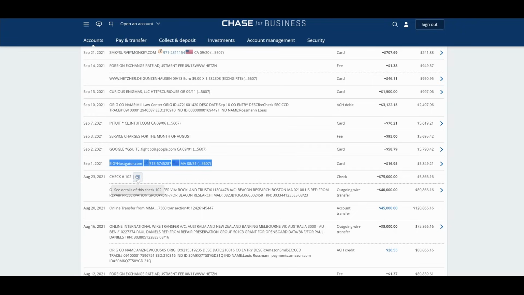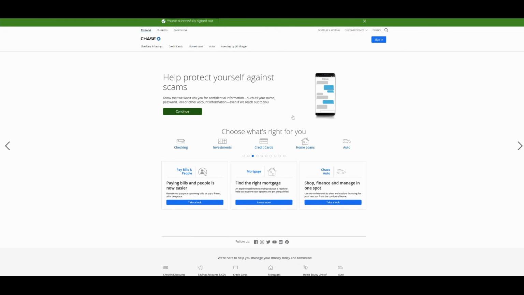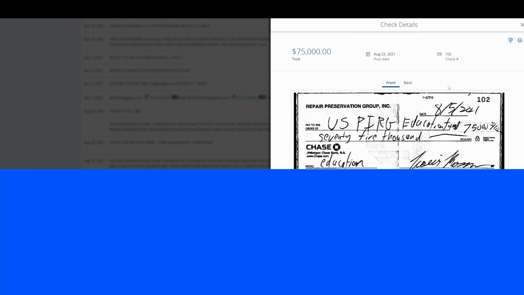This is a check that went out, again, to U.S. Are you serious? Again, I told you I'm going to curse out Chase Bank a lot, and they literally signed me out for no reason. So let me sign back in. U.S. Public Interest Research Group Education Fund for the same purposes that I was just recently talking about.